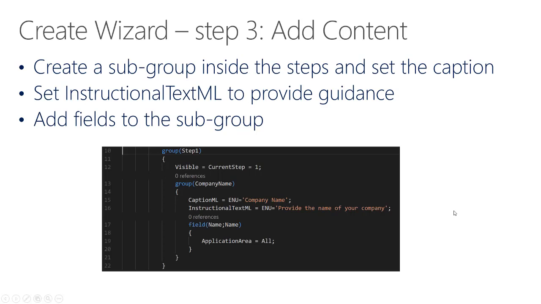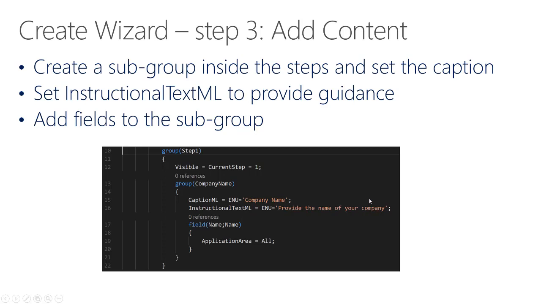The third step is to add content. So you create a subgroup inside the steps and set the caption. So inside you have a group called company name inside of step 1, visible equals current step equals 1. In there we have a group called company name. The caption is set to company name with an instructional text of provide the name of your company.